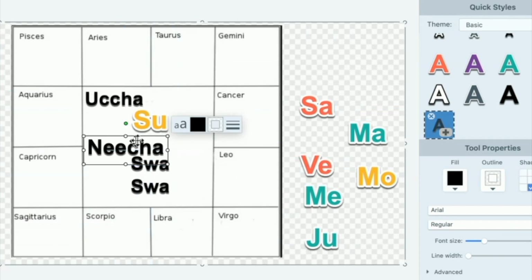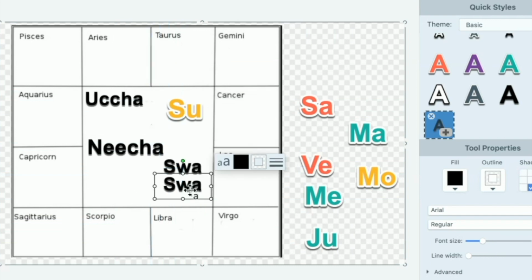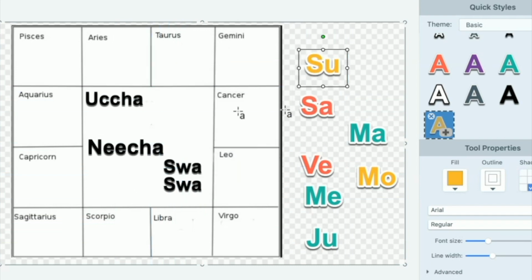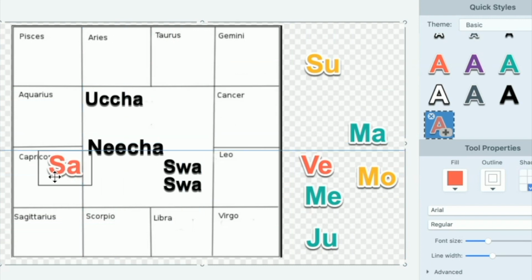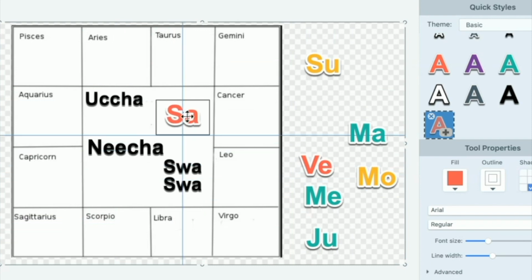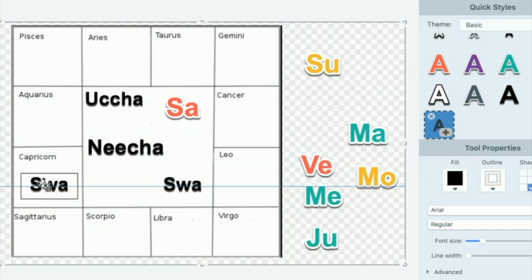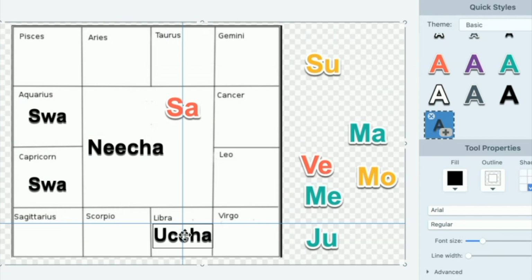Let's talk about Saturn. Where is it exalted and debilitated? Saturn is exalted in Capricorn. Yeah, Saturn rules Capricorn. And what else does Saturn rule? So the Swa Rashi is Capricorn, and Aquarius. That's the tenth and the eleventh. And where is it exalted? In Libra.